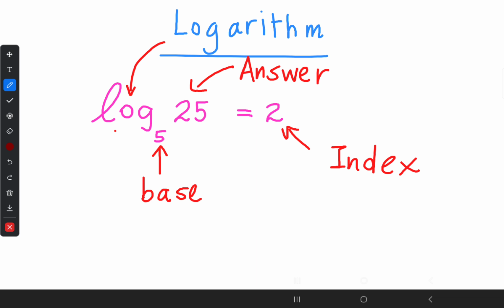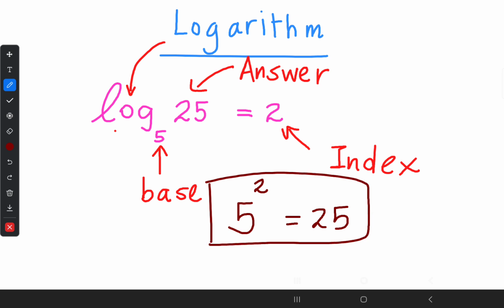normal notation. So here the base is 5. Index is 2. 5 to the power of 2 equals 25. That's what this logarithm indicates. We already know this. 5 to the power of 2 means 5 multiplied by 5, which equals 25.